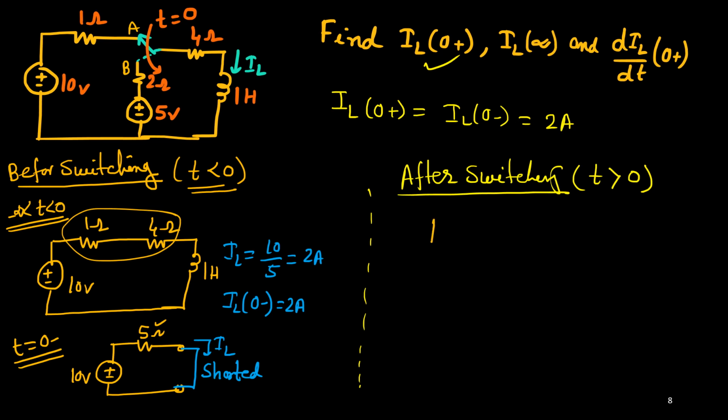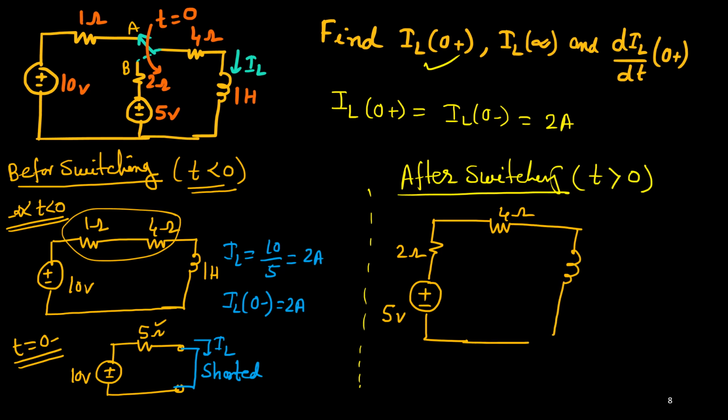So this is your resistance, 2 ohm. Then the source is connected here. That is your 5 volt. And now this 4 ohm is connected here, and it is the inductor. Right. So you see here this inductor is 1 Henry, and this circuit will work up to infinity.